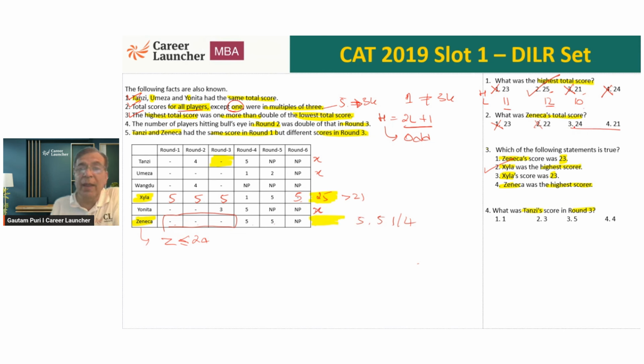And why and how will I do it? I'll have to use statements 4 and 5 for this. Number of players hitting bullseye in round 2 is double of round 3. Tanzi and Zeneca had the same score in round 1 but different scores in round 2. So to do this particular thing, I will have to make cases and solve.